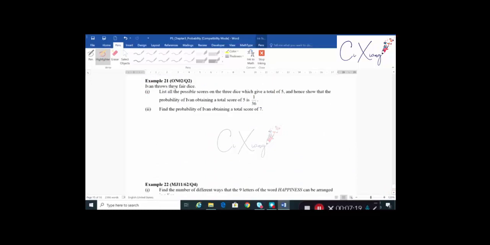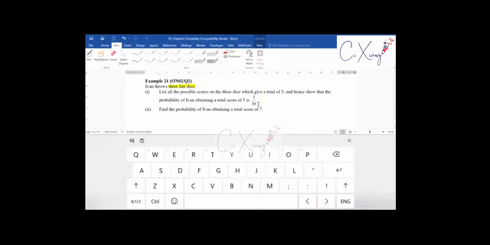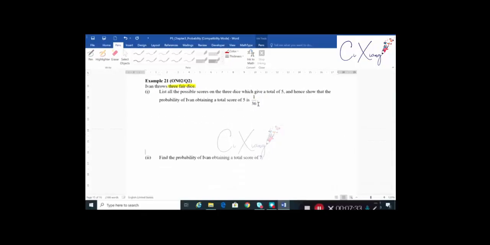Okay, so Ivan throws 3 fair dice. Alright, 3 fair dice. And then the first part, they want you to list all the possible scores on the 3 dice which give a total of 5. And hence show that the probability of Ivan obtaining a total score of 5 is 1/36. Alright, so now let us define A equals the total score is 5.